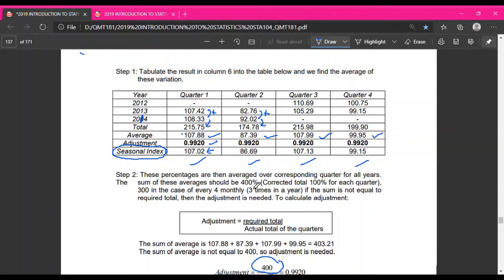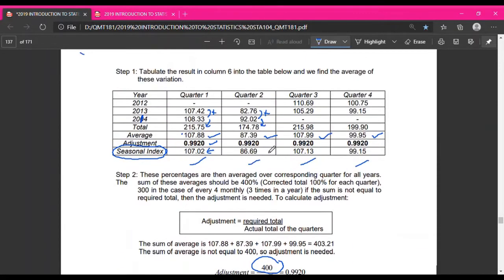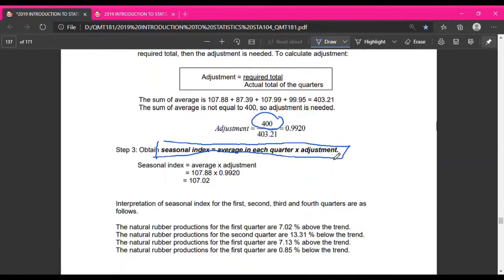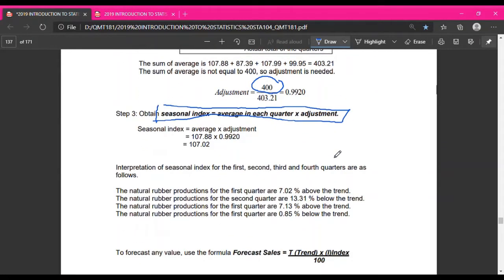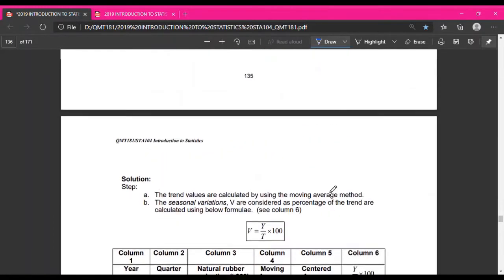So how do we know how many percent below? So 100 minus 86.69, so you will get 13.31. It's the same for the others too. The third quarter and the fourth quarter, you need to interpret that. Interpret by how many percent whether it's above or below the trend. That is the interpretation for the seasonal index. Okay, so question A is answered.